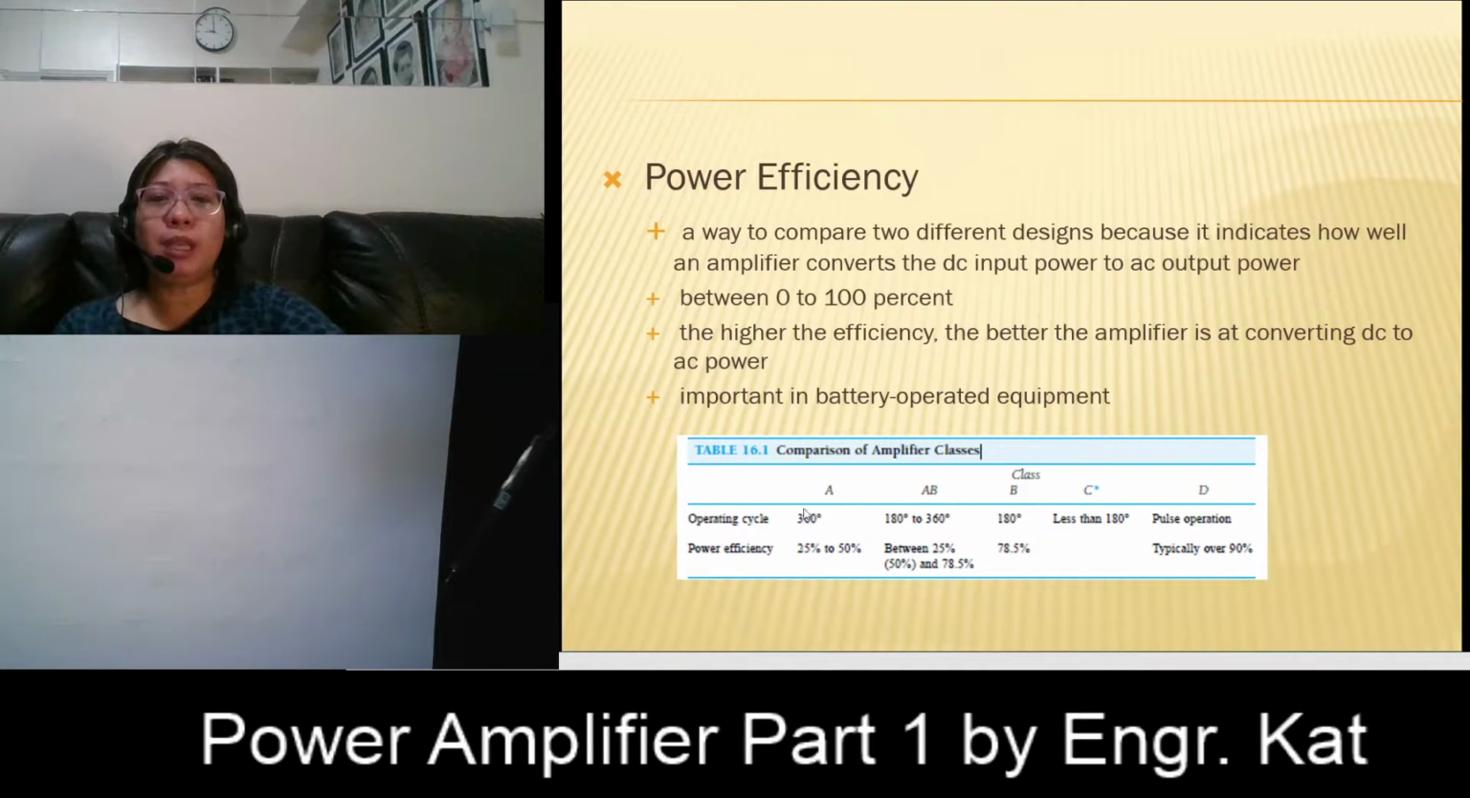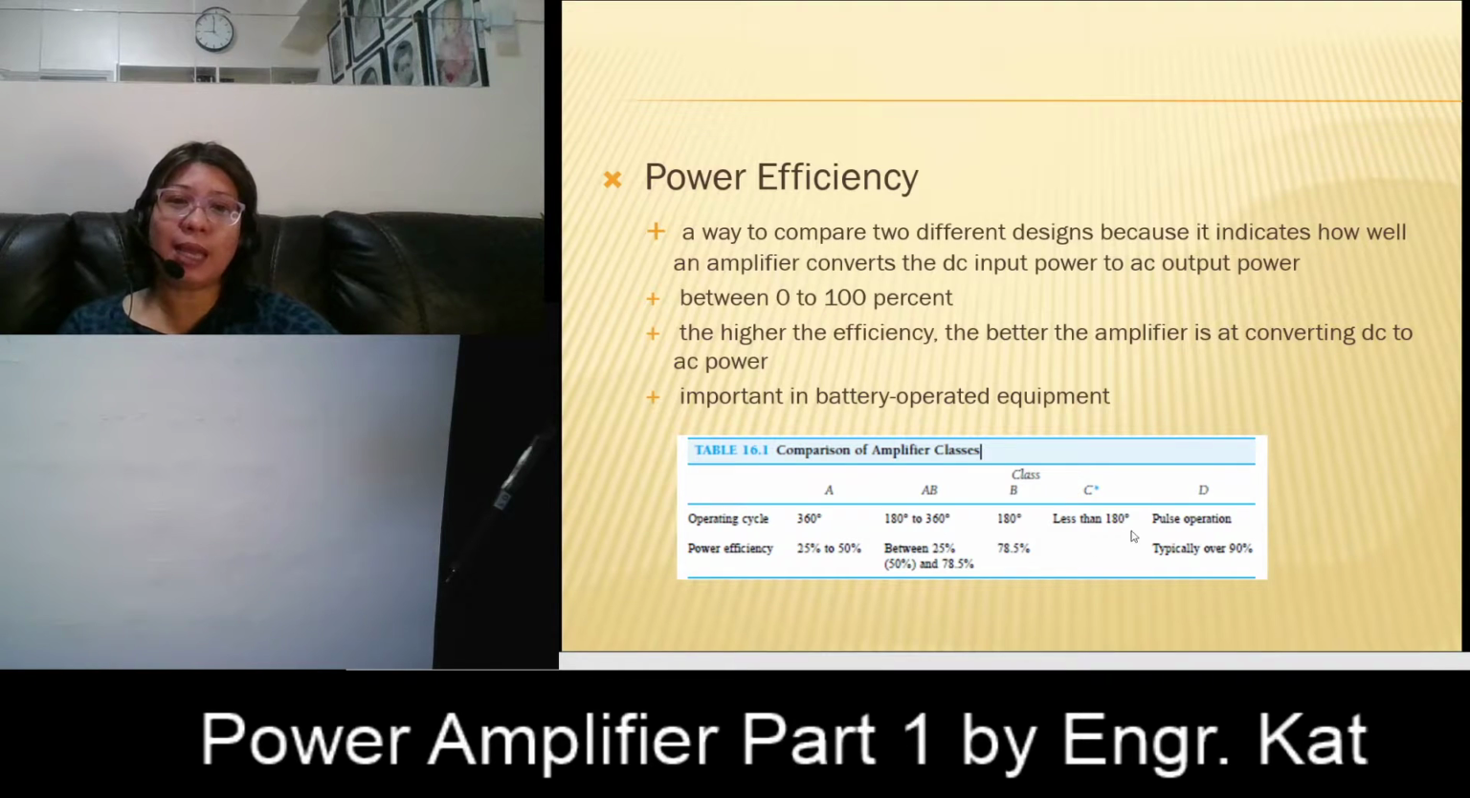Okay, so these are the comparison of amplifier classes. They can be compared in terms of their operating cycle. So we have here your class A, class AB, class B, class C, and class D, with respect to their power efficiency. As you can see, power efficiency and operating cycle are technically opposite. The lesser your operating cycle, the higher the power efficiency.